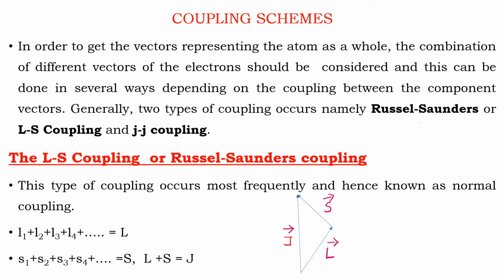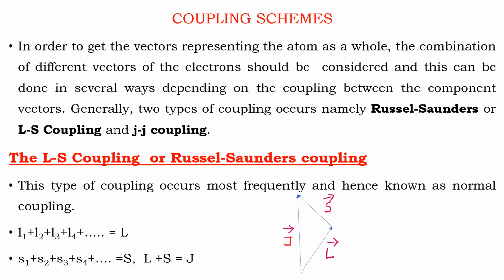That is, in order to get the vectors representing the atom as a whole, the combination of different vectors of the electrons should be considered, and this can be done by coupling the component vectors. And first we are studying the LS coupling, or it is also called the Russell-Saunders coupling. And this type of coupling occurs the most frequently, and hence it is known as the normal coupling.